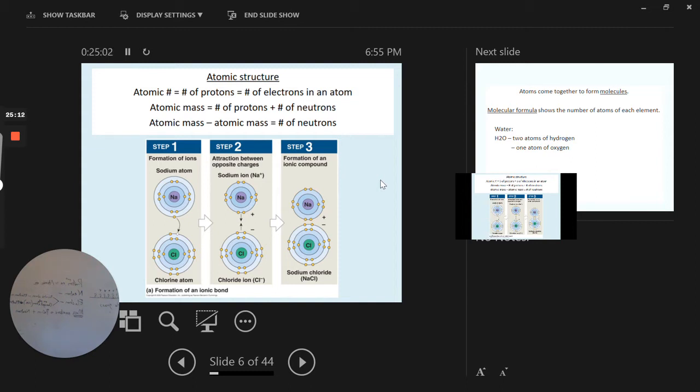Now, what is the atomic number of chlorine? 17. Thank you. It's 17. It is also the same thing as the proton number, right? Thank you. Now, what is the neutron number of chlorine? 18. Why did you say 18? Because the mass is 35. Thank you. Go ahead.